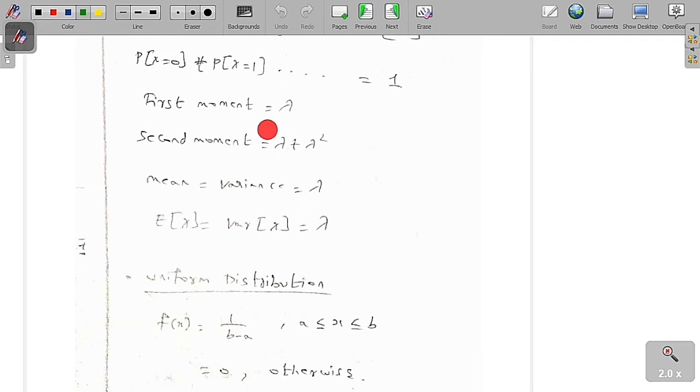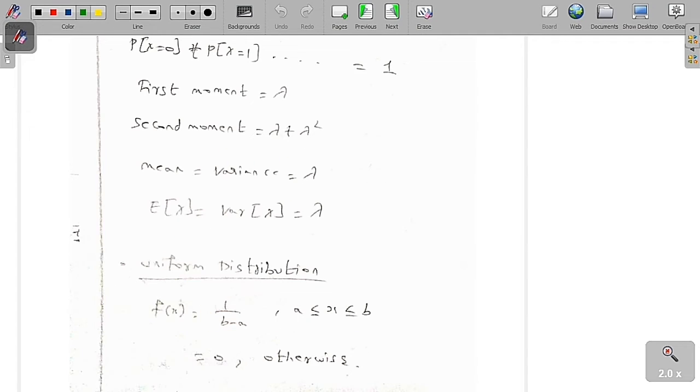The first moment is lambda, and the second moment is lambda plus lambda square. First moment means it is equal to lambda, and second moment is nothing but lambda plus lambda square. I have already told you that in the Poisson distribution, mean is equal to variance is equal to lambda. So this is a very important point. Mean means expectation of x, and variance means variance of x, equal to lambda. Lambda is also called the average or mean. So these are all the formulas for the Poisson distribution.